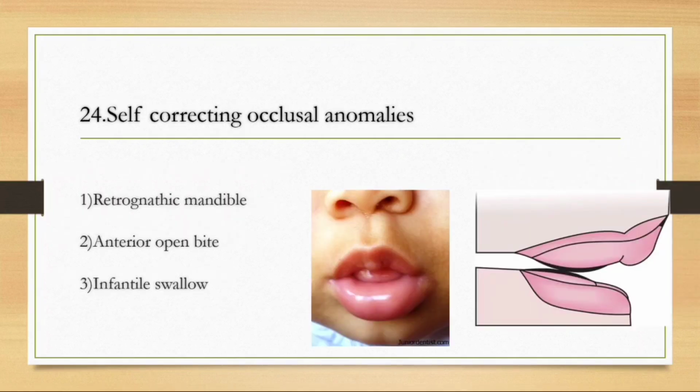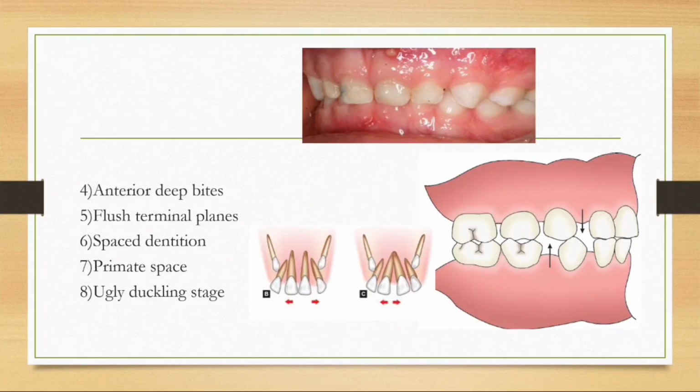So what are the self-correcting occlusion anomalies? We have so many anomalies. That is retrognathic mandible, it will be corrected as growth cessation happens by 17-18 years. Anterior open bite will be okay by the eruption of teeth, and posterior teeth, infantile swallow will be okay. All are self-correcting occlusion anomalies. And anterior deep bite will be automatically corrected. Flush terminal planes will be corrected. Spaced dentition will be corrected. Primate space, ugly duckling stage, all will be corrected once the permanent teeth erupt.